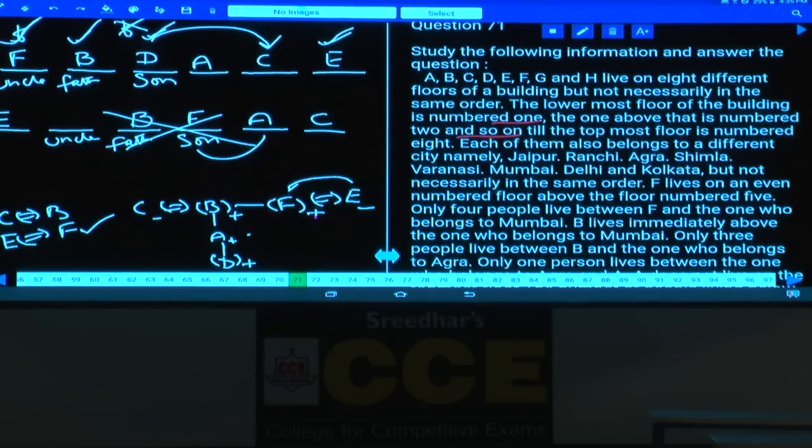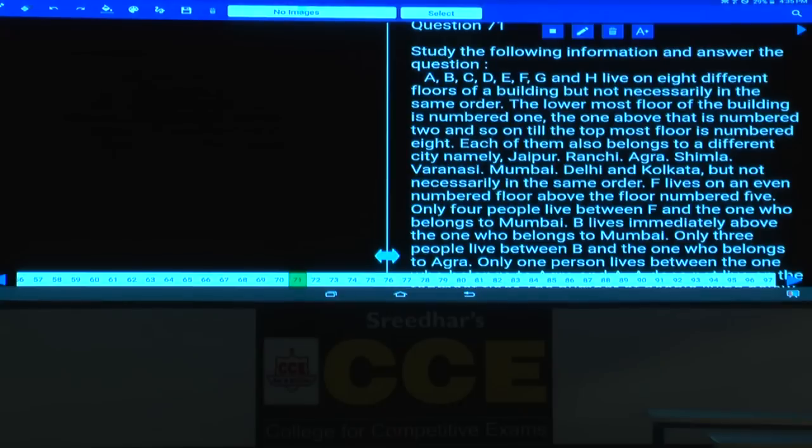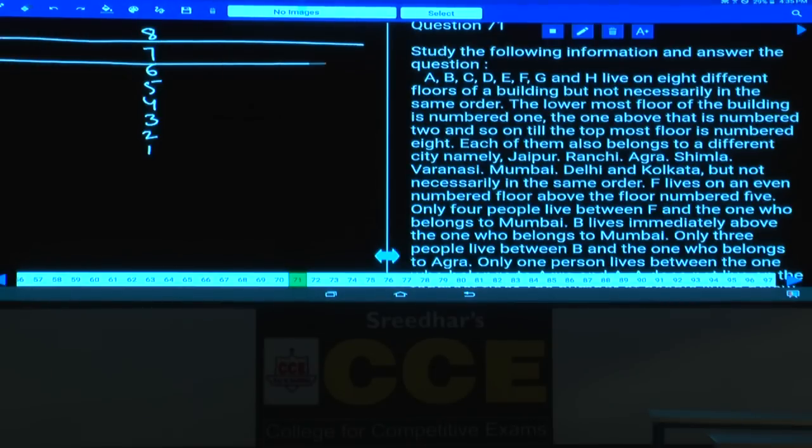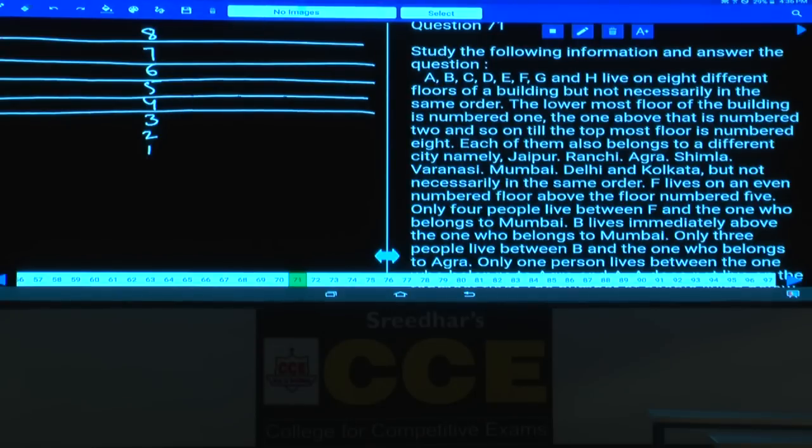And each of them belongs to a different city. What are the cities here? 8 different cities were given. 8 persons living on 8 different floors, and they belong to a different city. Now we need to find out the person and the city to which they belong. Now 8 floors as the floor arrangement is given. Now we should fix the floors at the center. 8, 7, 6, 5, 4, 3, 2 and 1 are the 8 floors. 8 persons are living in these 8 different floors.